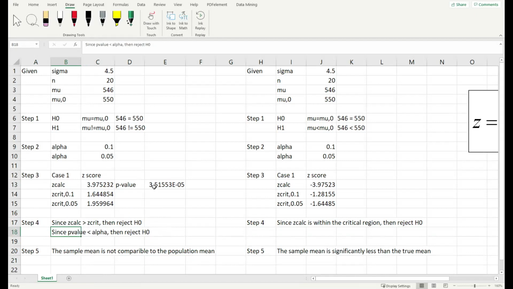I'm sorry. Ito pala class, we need to multiply this by 2 pa. Tama? Because this is only the area of the right na ano, no. Since this is a two-tailed test, then we multiply it by 2. Okay? So ito yung p-value niya. So we multiply it by 2 and it's still a very small number, no?